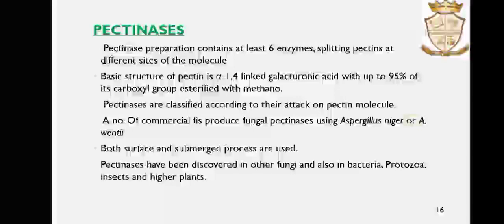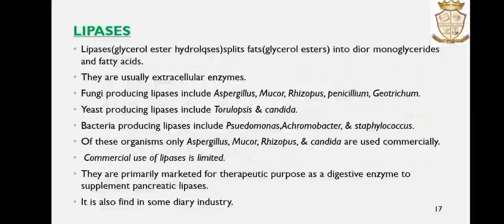A number of commercial firms produce fungal pectinases using Aspergillus niger or Aspergillus wentii. Both surface and submerged processes are used. Pectinases have been discovered in other fungi and also in bacteria, protozoa, insects, and higher plants.